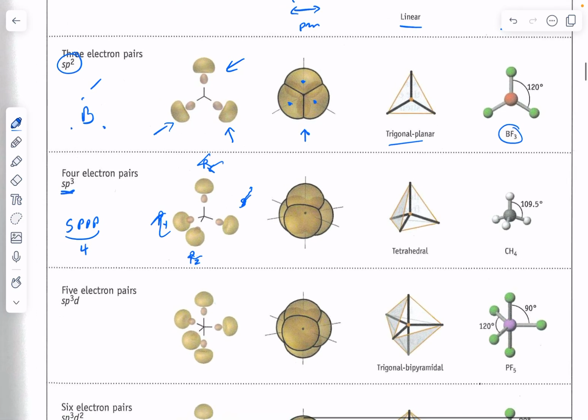Up here with boron trifluoride, you have an S and a P and another P. You've got 3 letters, so you're going to have 3 hybrid orbitals.